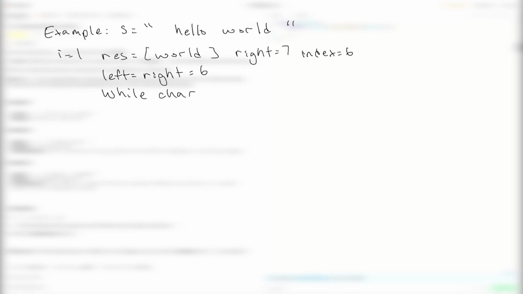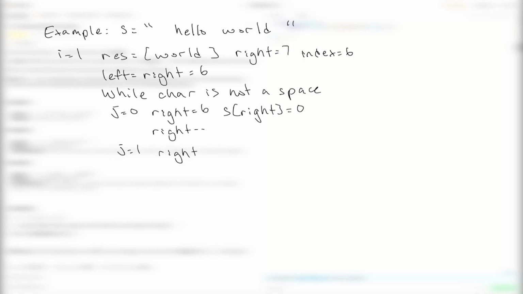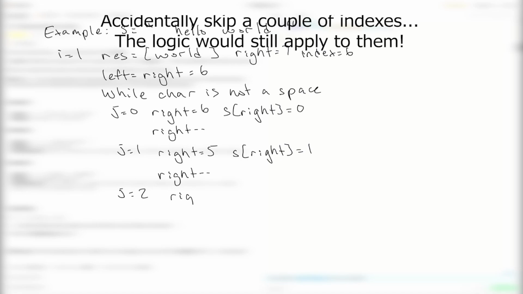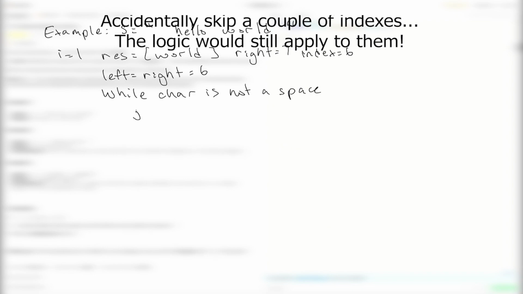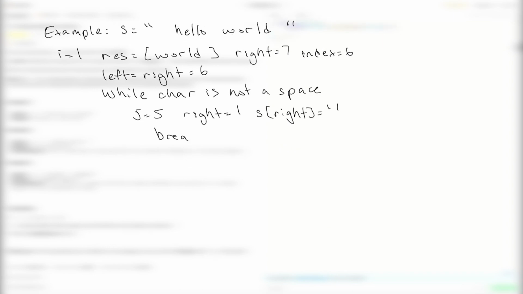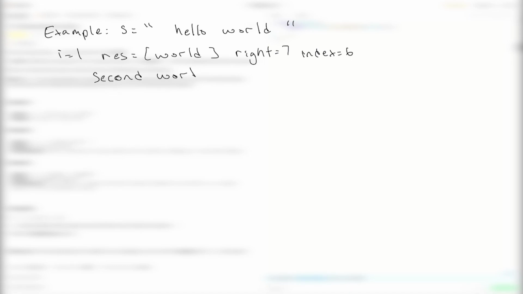We need to say while character is not a space, so j equal to 0, right is equal to 6, and s of right is equal to o. We say right minus minus, j equal to 1, right is equal to 5, s of right is equal to l, right minus minus, j equal to 2, right is equal to 4, s of right is equal to e, right minus minus, j equal to 3, right is equal to 3, s of right is equal to h, right minus minus, j equal to 5, right is equal to 1, s of right is equal to space. So now we break out of our loop. Now we know the second word is between index 1 and 6. Let's go ahead and copy that.